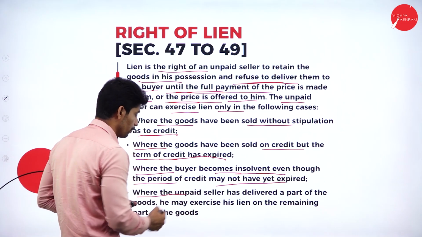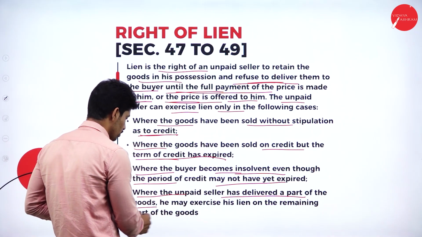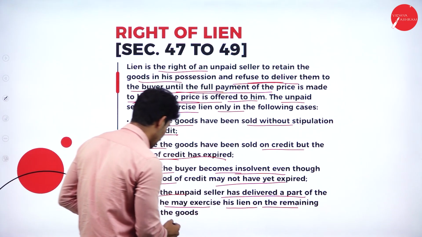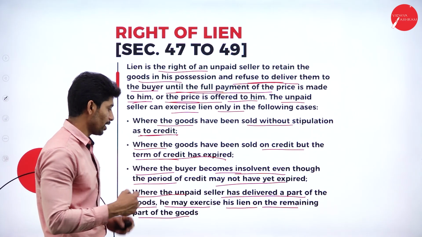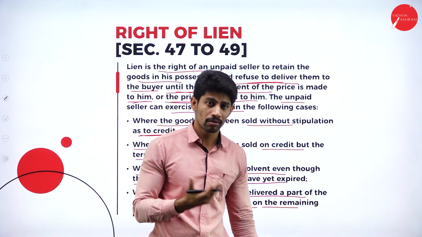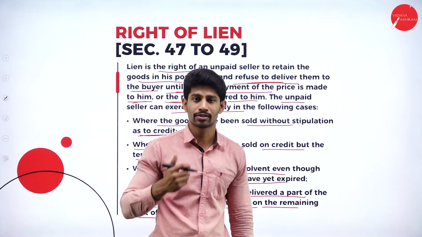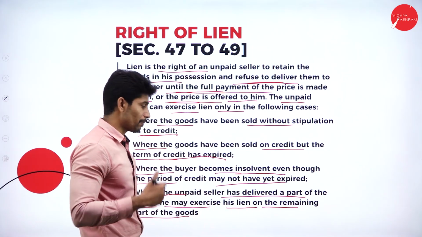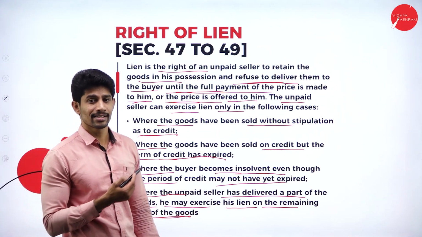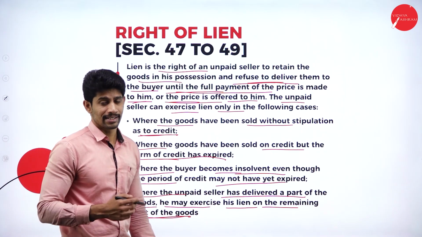Next, where the unpaid seller has delivered a part of the goods, he may exercise his lien on the remaining part of the goods. He sold the goods, only part of the goods is transferred, but the amount is not yet paid. At that time, whatever remaining part of the goods he has with him, he can exercise the right of lien with respect to that particular unpaid seller.